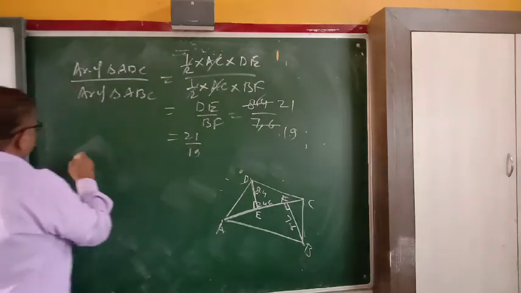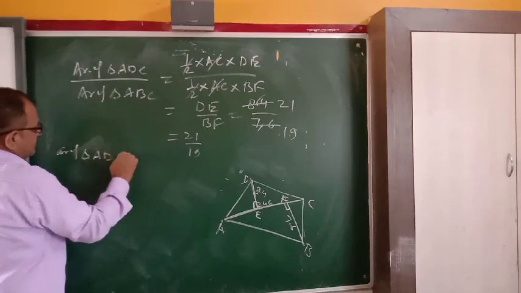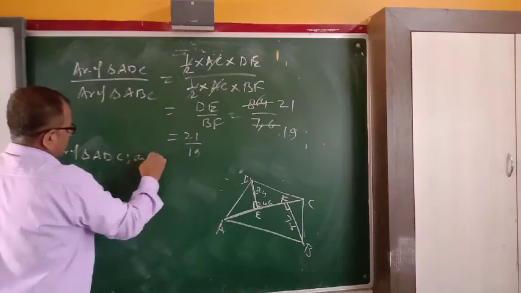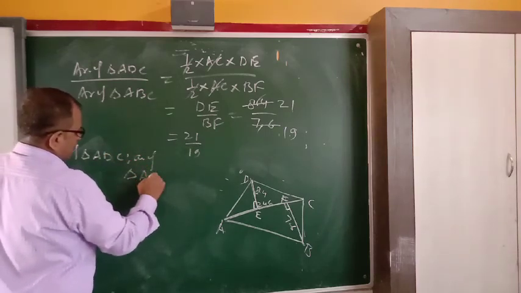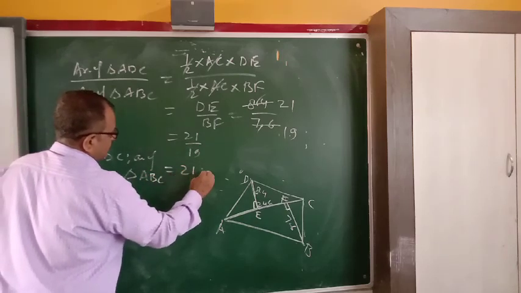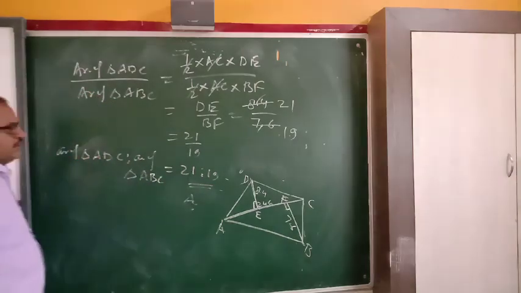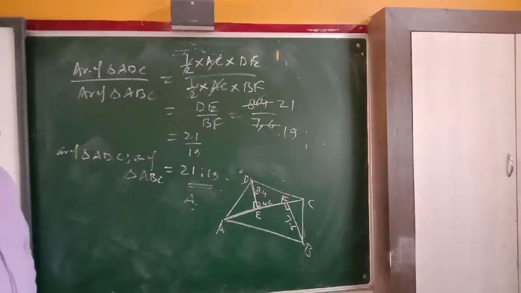So what is the ratio? Area of triangle ADC to area of triangle ABC is equal to 21:19. So in this way we can do the problem.